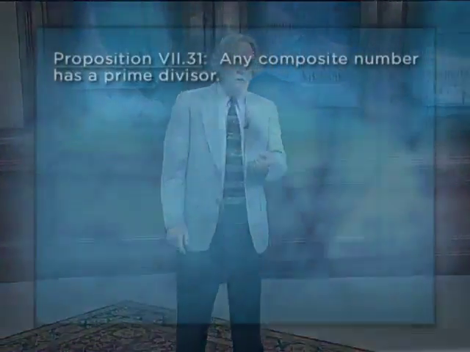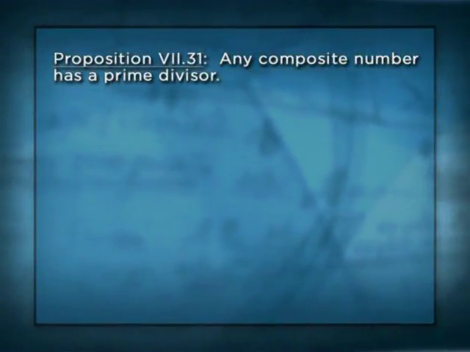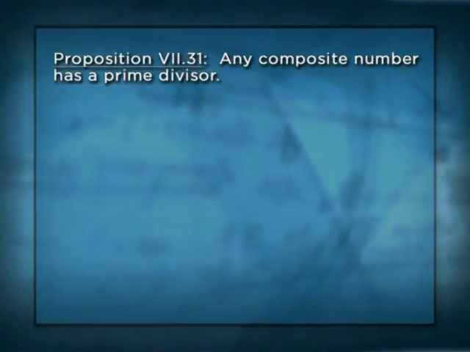Now, what Euclid says is, any composite number has a prime divisor, not just 120 and 30, any does. And I want to show you his proof. This is a classic result from number theory. The proof goes like this. It's proposition 31 of book 7. Any composite has a prime divisor.